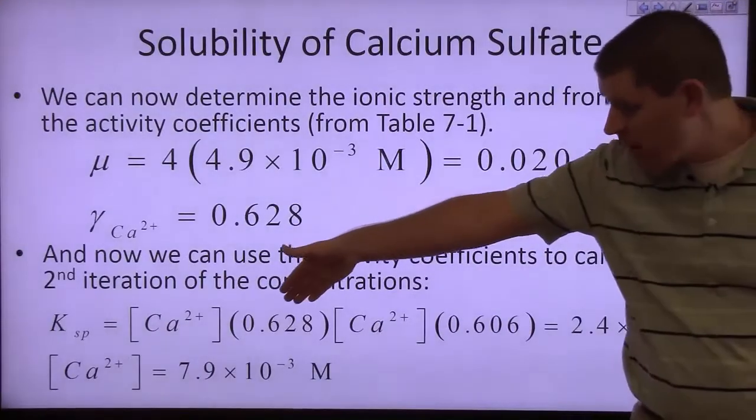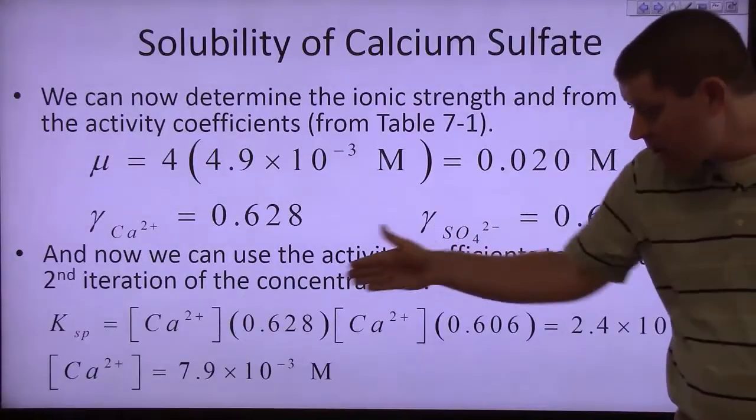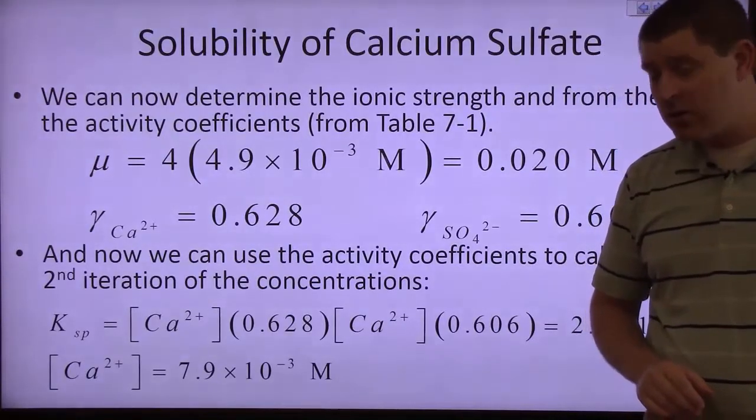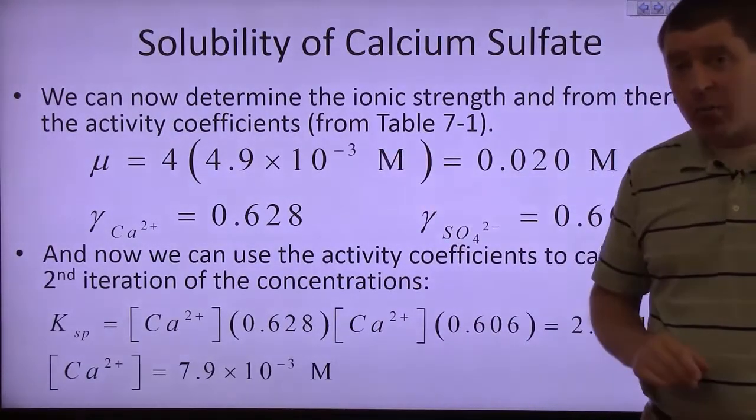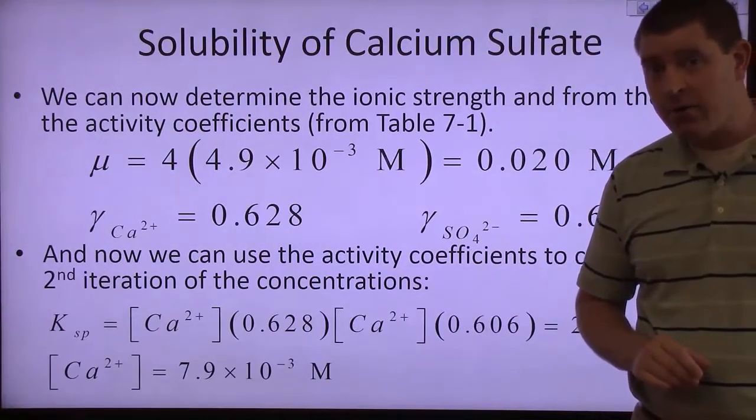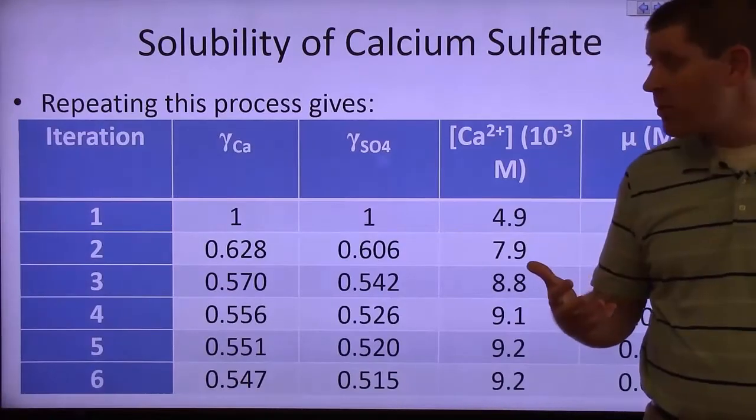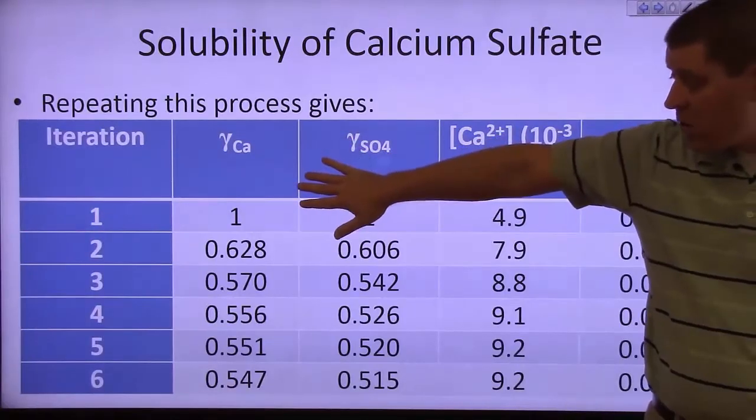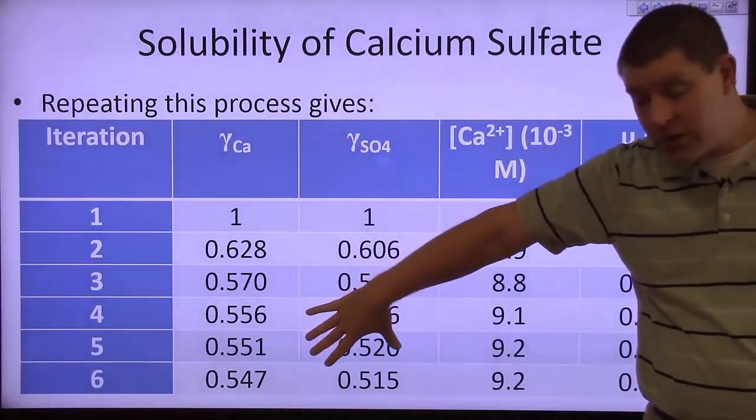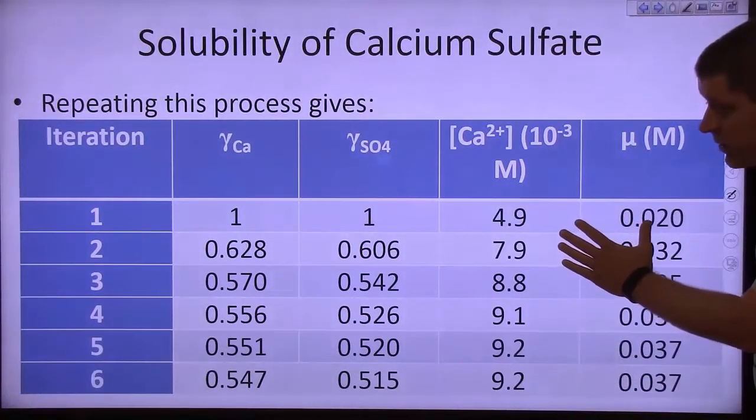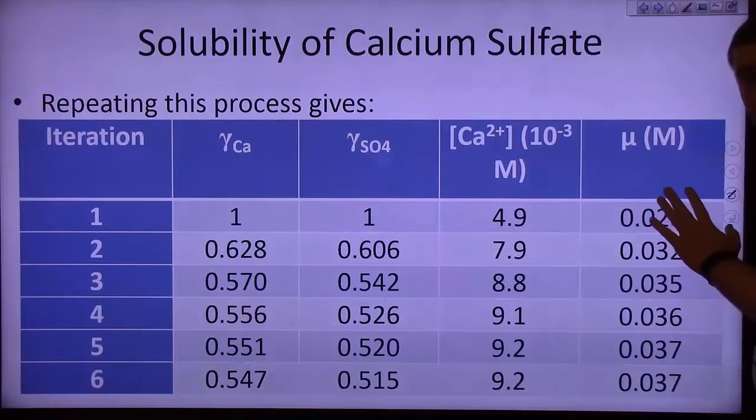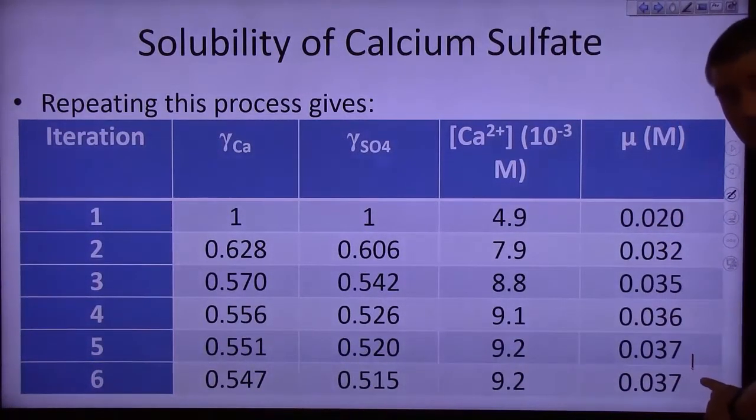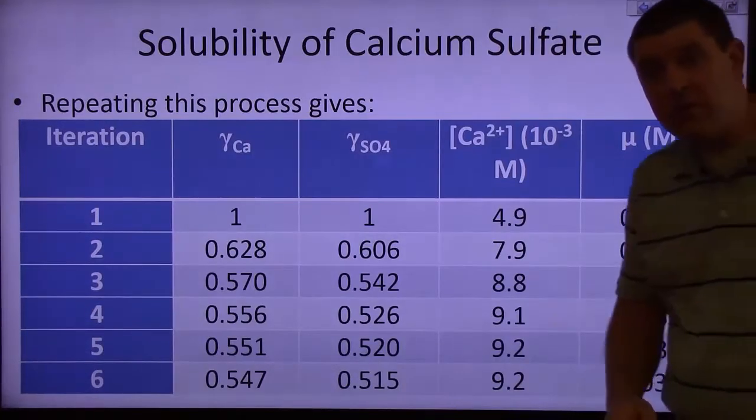So instead of assuming a value of 1, we're going to plug in these 2 values. That then gives us a calcium ion concentration of 7.9 times 10 to the minus 3 molar, which has changed a good bit from the 4.9 times 10 to the minus 3 molar that we had in our first iteration. Now if we repeat this process a number of times, as we go from iteration 1 down to iteration 6, our activity coefficients go from 1 and slowly decrease, and that means our concentrations slowly increase, and you can see our ionic strength slowly increases until down here between these last 2, the ionic strength hasn't changed, at least within the number of significant figures that we're reporting here.